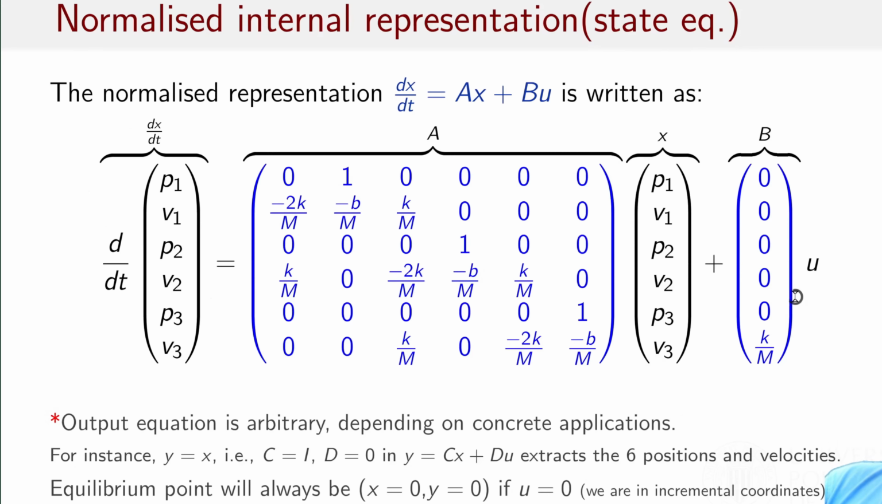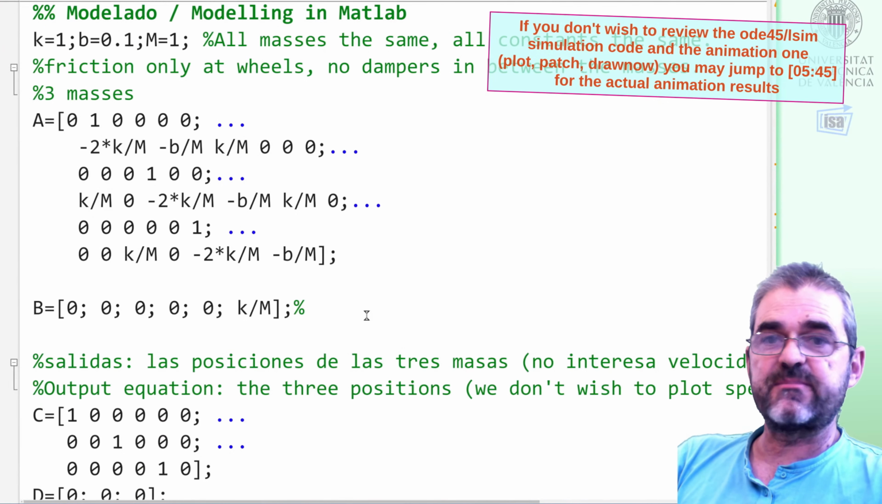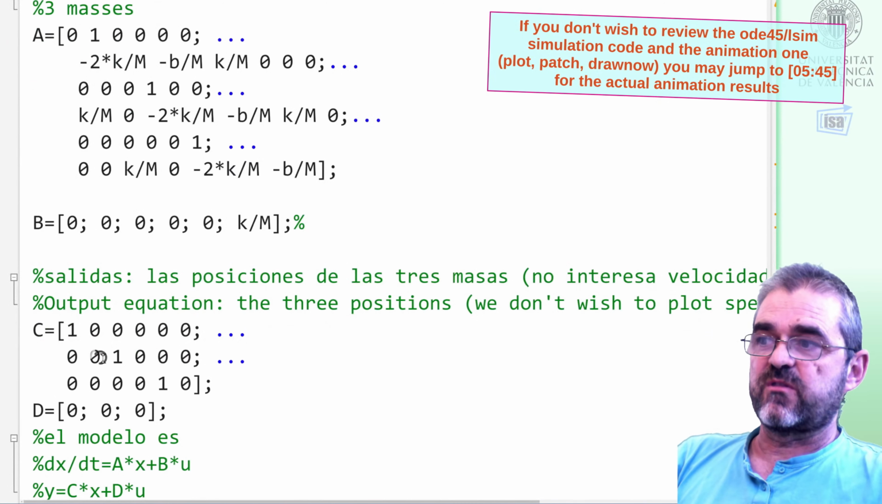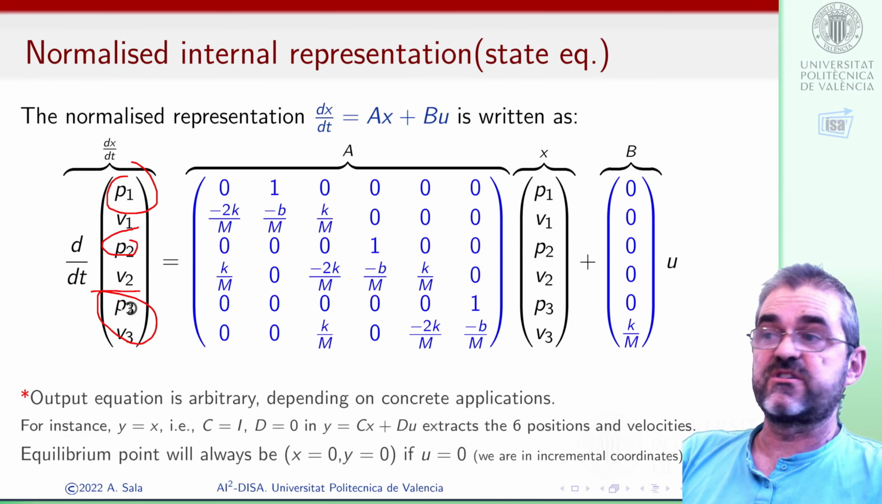space representation. We can copy matrices A and B from the state space representation into Matlab, and we can select an output equation with matrix C consisting of 3 rows, 3 outputs that extract states 1, 3, and 5, which correspond to the 3 positions.